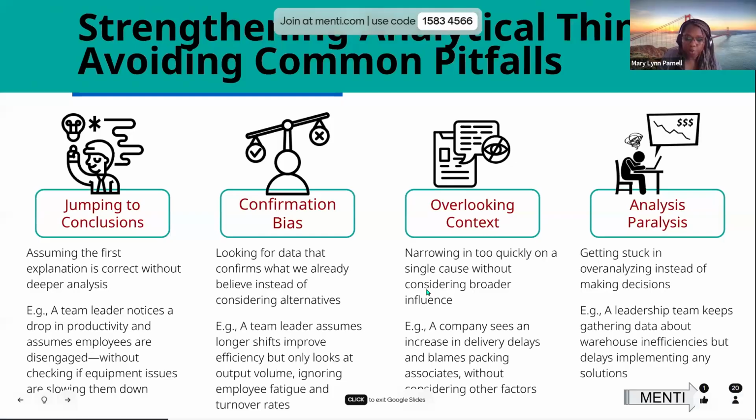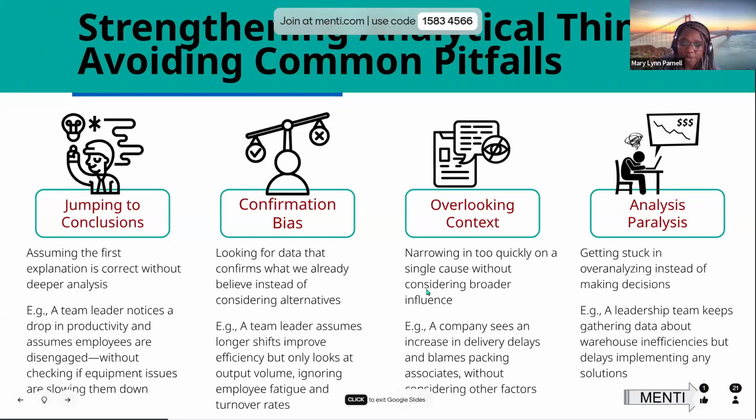All right. So we're going to head into Menti after I talk about this slide, but there are ways that we can strengthen our analytical thinking and avoid the common pitfalls. The pitfalls that we want to avoid are jumping to conclusions, confirmation bias, overlooking context, and analysis paralysis. So when we jump to conclusions, what does that mean? It's assuming the first explanation is correct without deeper analysis.